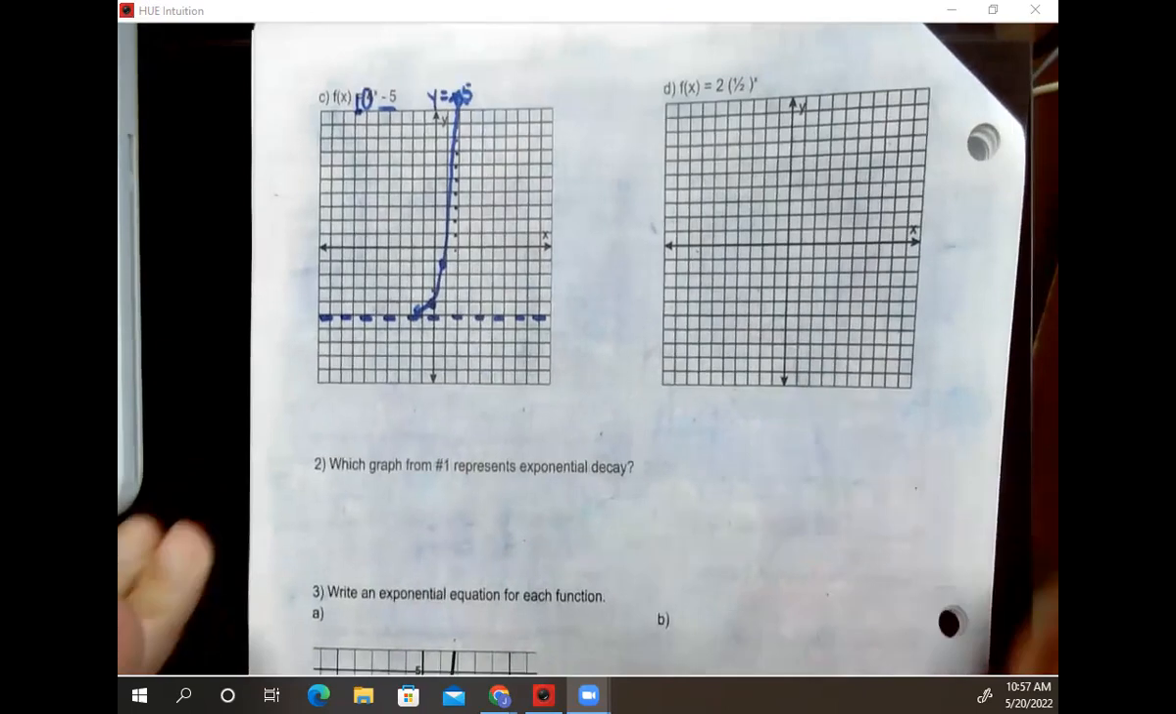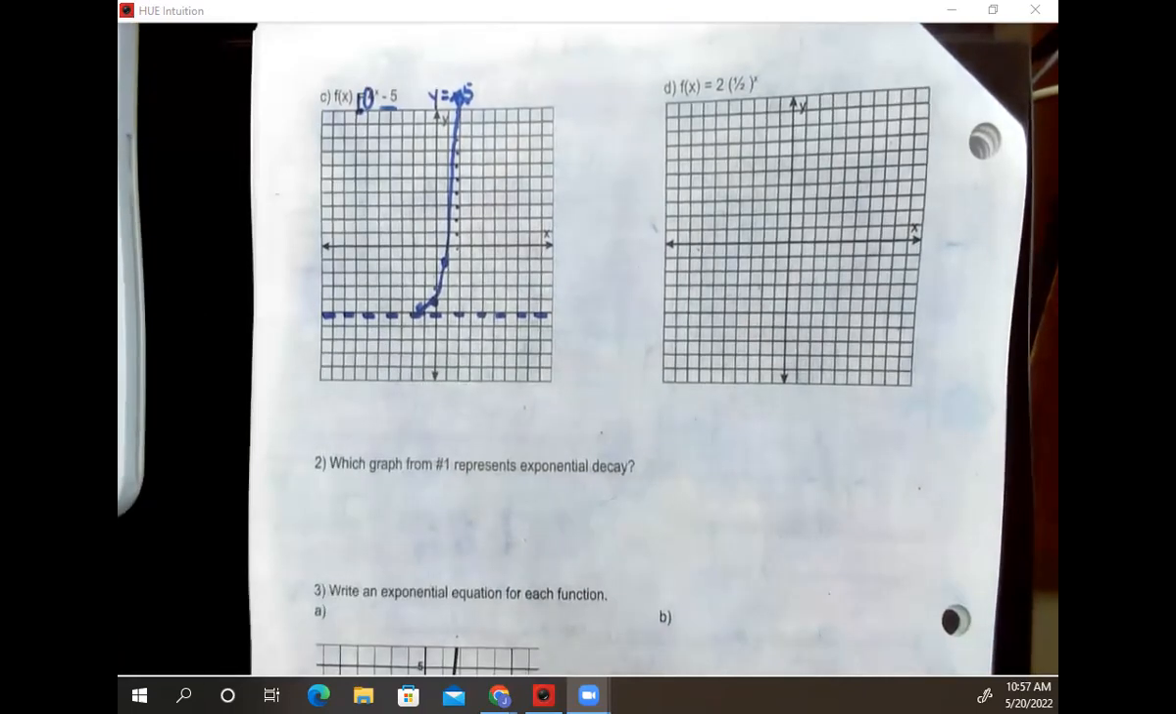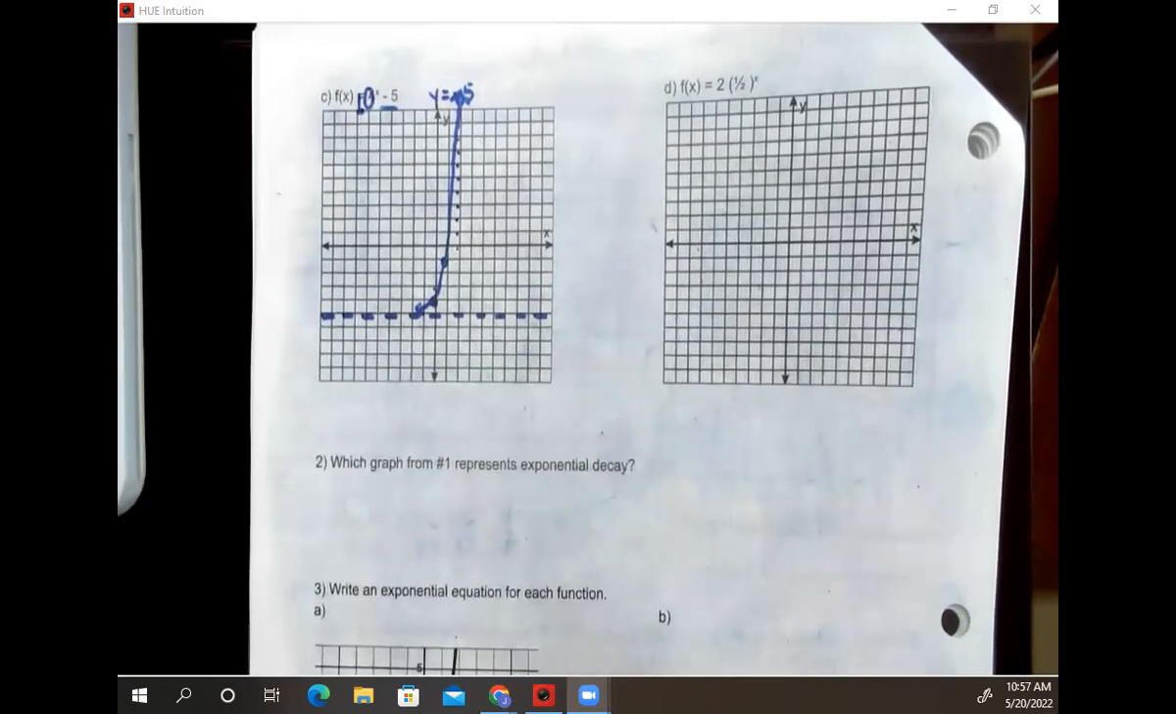I want you to try D now. Remember to start with your asymptote.